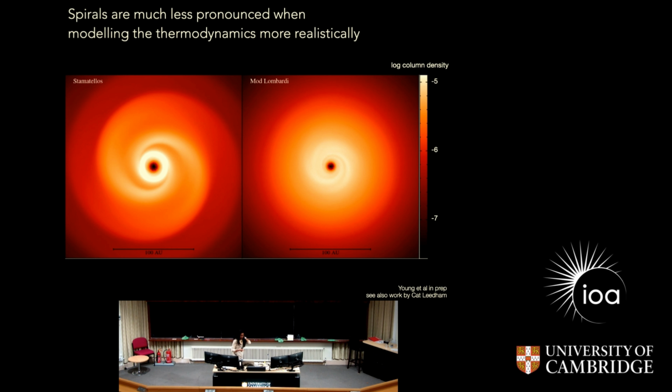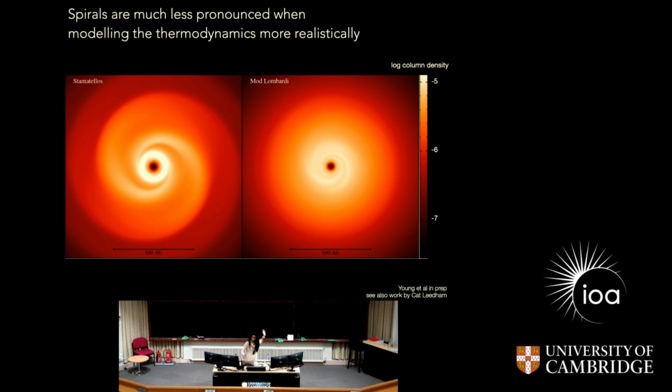And you've certainly got experts here as well. Kat's done a lot of really great work thinking about the irradiation from the central star and the impact that it has on the disk in terms of its structure, but also the fragmentation side of things as well.